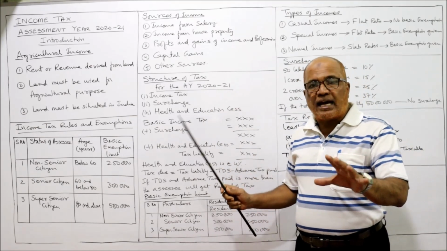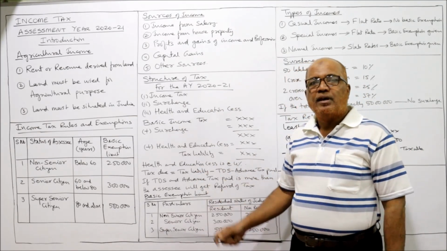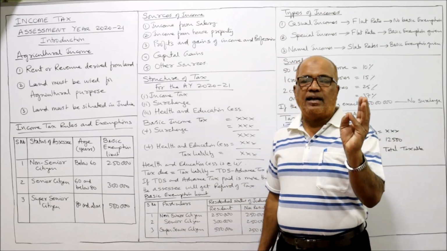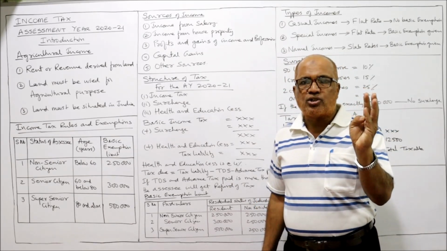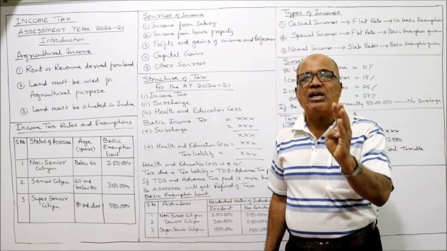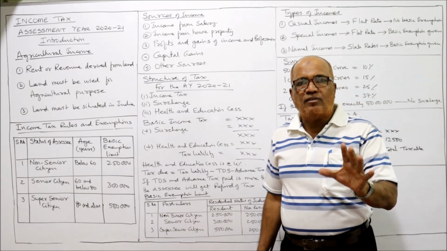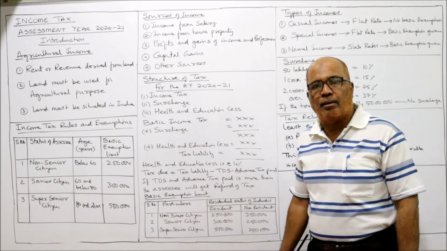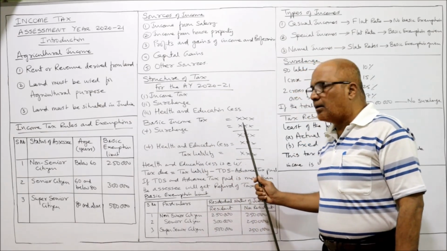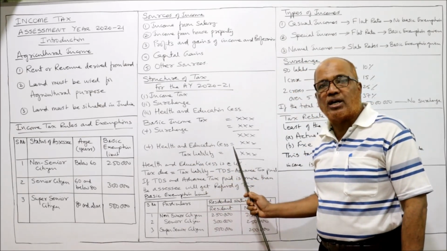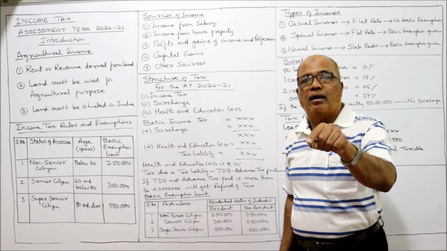2020-2021. What is the tax structure? I am going to explain you. The taxes are basic income tax, surcharge and health and education cess. So first we need to calculate basic income tax. To the basic income tax we have to add the surcharge if it is applicable.